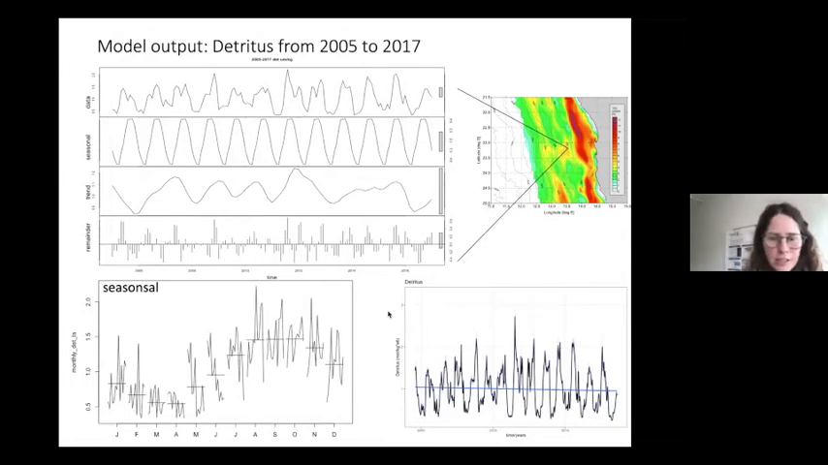Yeah, so in general, we see here, and this is just the analysis for a particular location here.